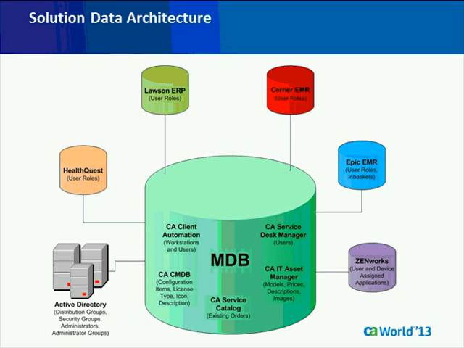Surrounding the MDB, we've got a number of data sources that we pipe into the MDB for use with the catalog. Starting on the left, we've got Active Directory, where we get distribution groups, security groups, administrator roles, and administrator groups. Health Quest, which is one of our enterprise applications, where we get role information. Our ERP system is called Lawson. We get role information from that. And we've got two major electronic medical record systems, Cerner and Epic. We get user role information, and then there's something called an in-basket in Epic EMR, a very important service that we also want to pipe into Service Catalog.